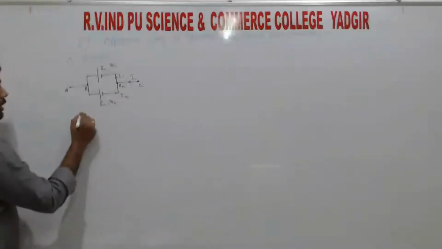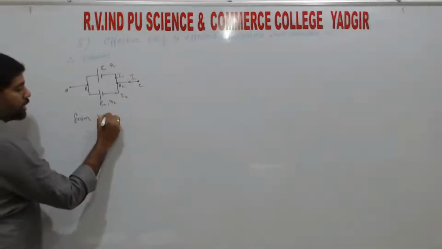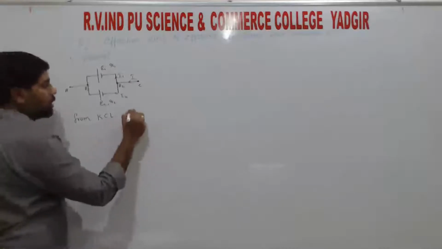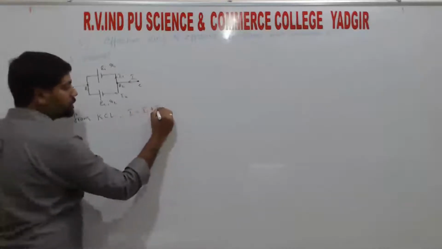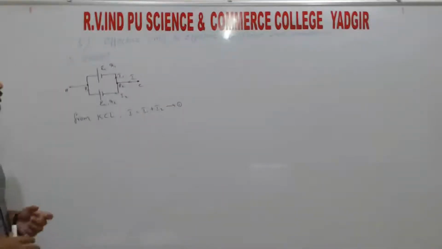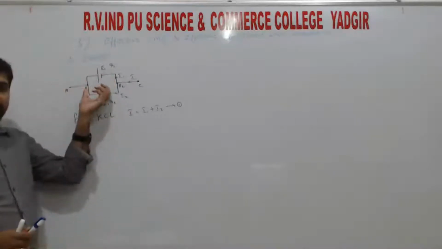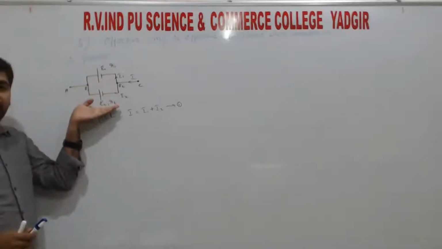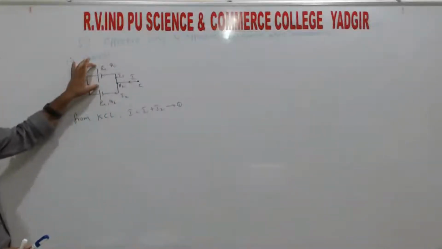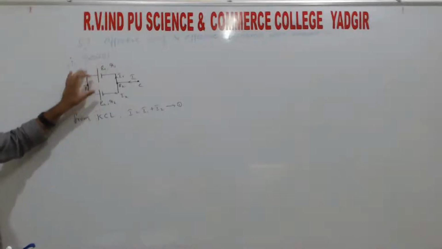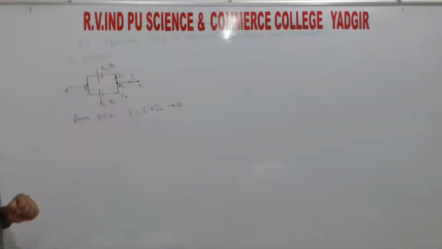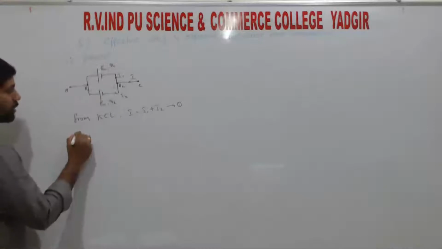From Kirchhoff current law, we write KCL. So by Kirchhoff current law, I is equal to I1 plus I2. Call this the first relation. I have said many times before that in parallel the potential is the same everywhere. So the potential across the cell E1 is equal to the potential across the cell E2. In both cells the potential is the same, right?